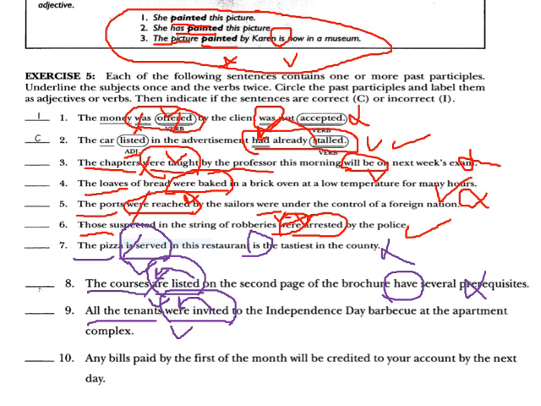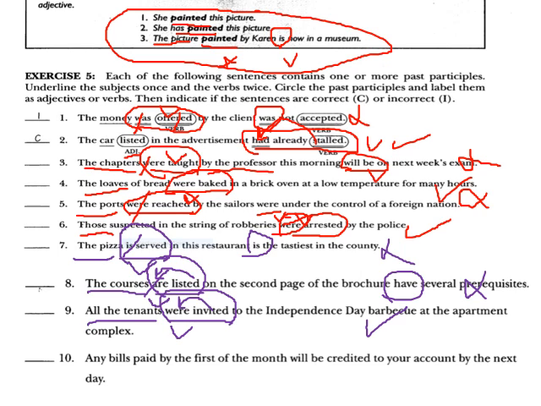So we must complete the sentence with no other verb. And indeed, when we completed the sentence, we have prepositional phrases. To the Independence Day barbecue is a prepositional phrase, and at the apartment complex is also a prepositional phrase, so the sentence is correct.